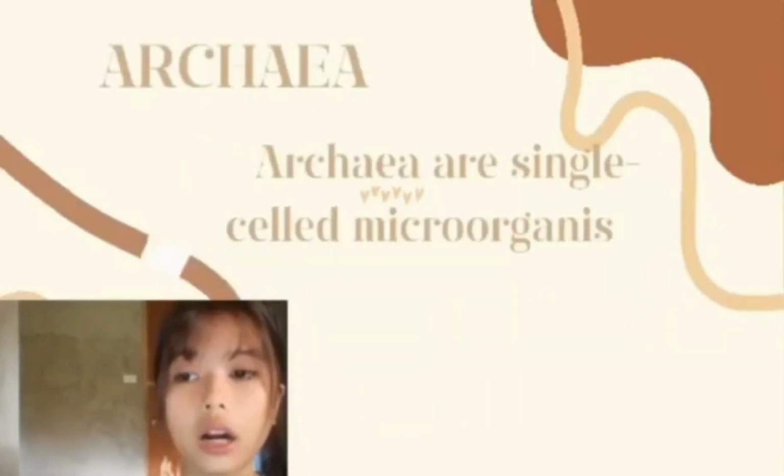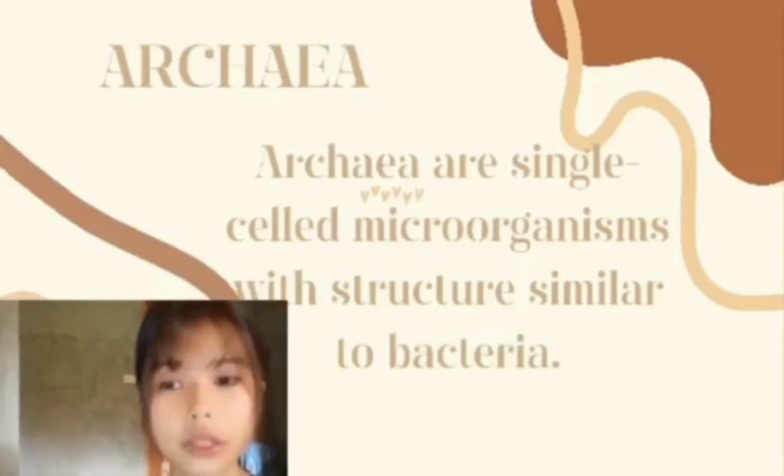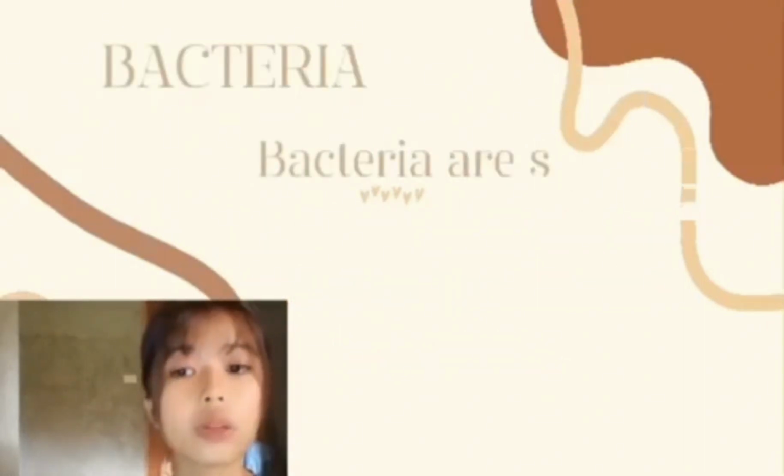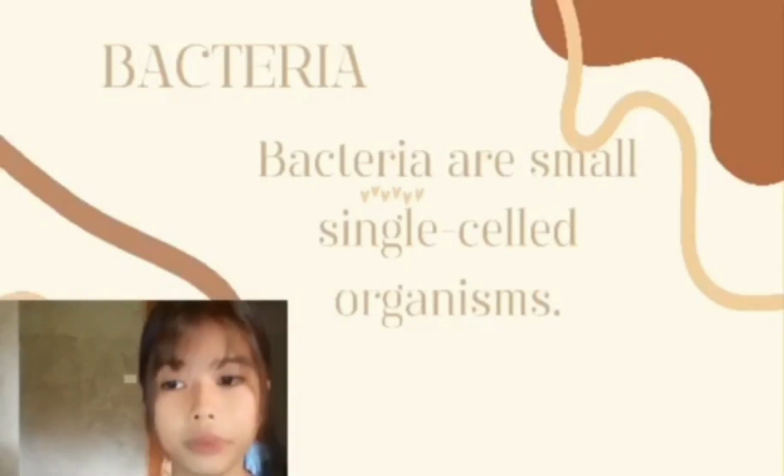So archaea are single-celled microorganisms with structure similar to bacteria. It is any group of single-celled prokaryotic organisms. And bacteria are small single-celled organisms. Bacteria are found almost everywhere on Earth and are vital to the planet's ecosystems. So, it is a group of microscopic single-celled organisms that live in enormous numbers in almost every environment on Earth, from deep sea vents to deep.